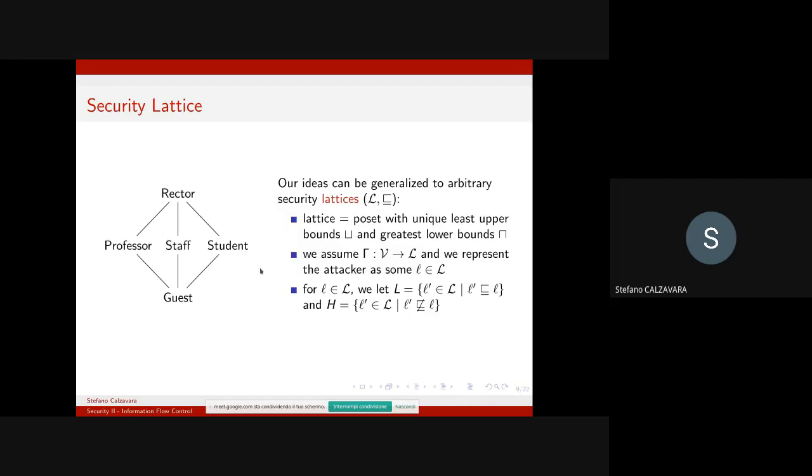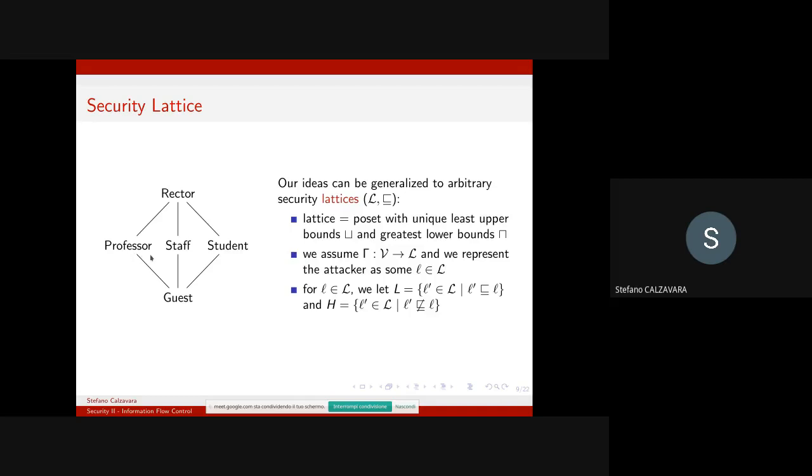So once you fix a point in this lattice, you can define the low projection of that point and the high projection of the point. Low projection is something which is below. So in particular, in this case, for instance, the professor and guest. And everything which is not below is the high part. And the high part should not be visible to the low part. That's the key idea of secrecy.